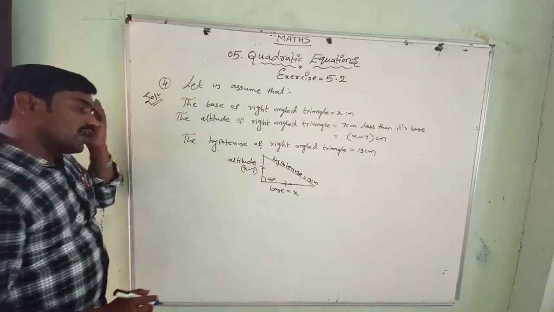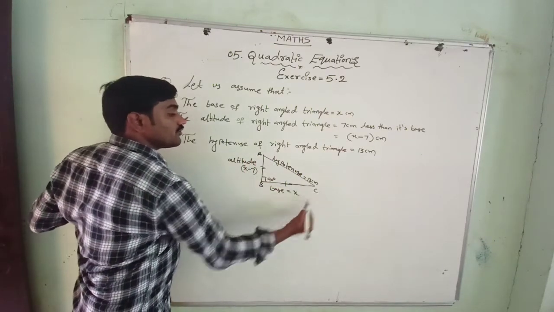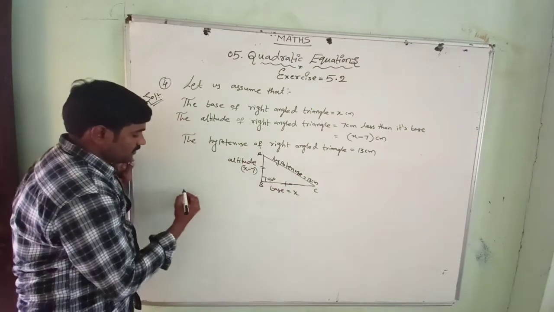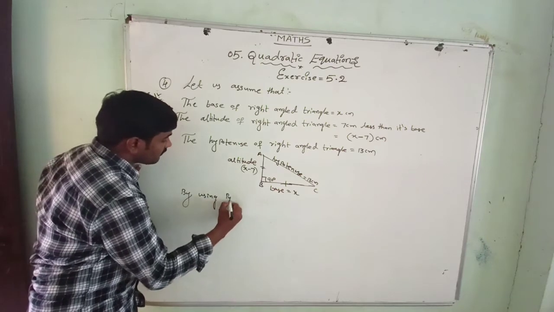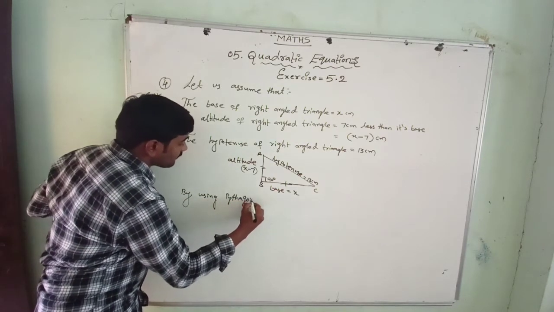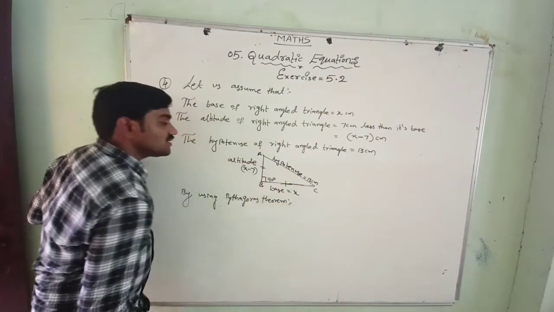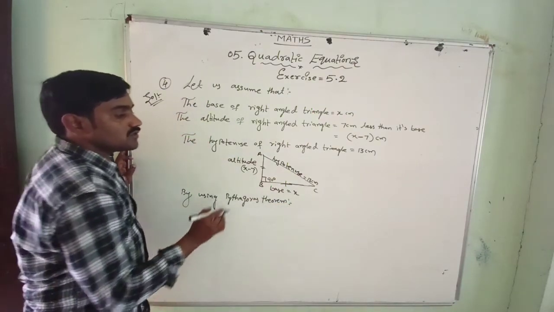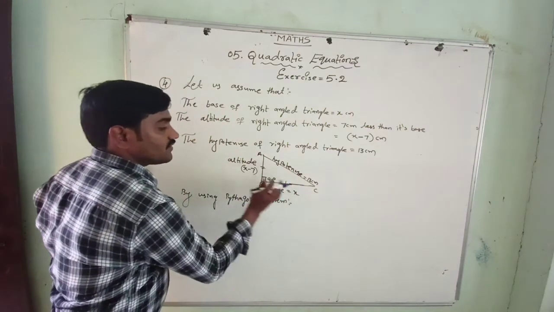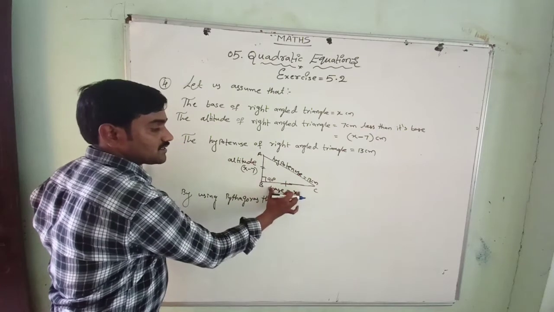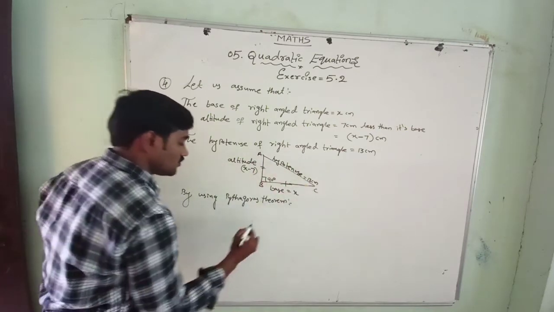Now when you get a right angle triangle, always we have to apply the Pythagoras theorem. By using Pythagoras theorem, this is what: the square of the hypotenuse is equal to the sum of the squares of the other two sides. The sum of the squares of these two sides will be equal to the square of the hypotenuse.